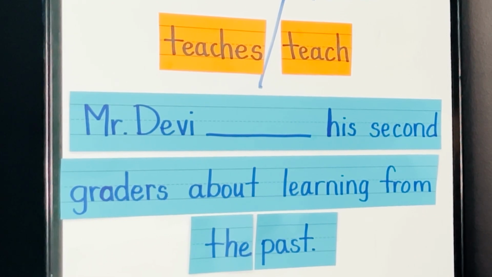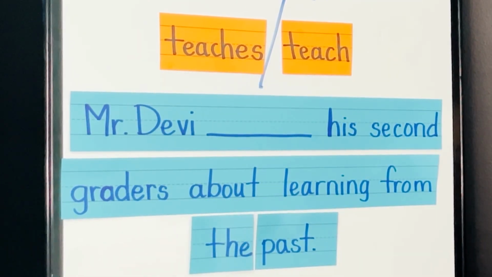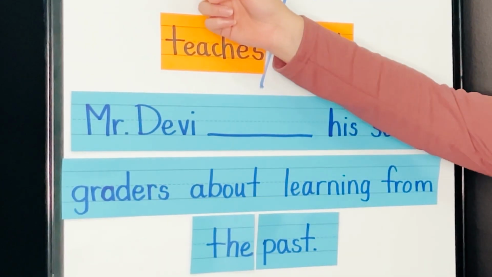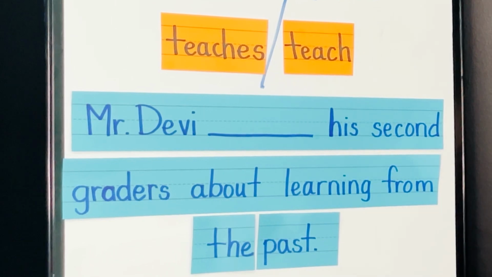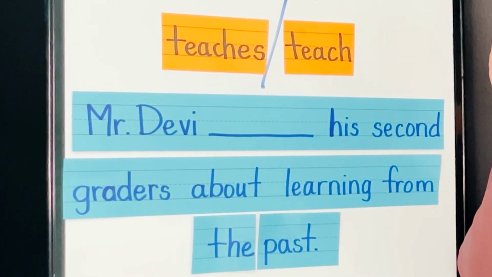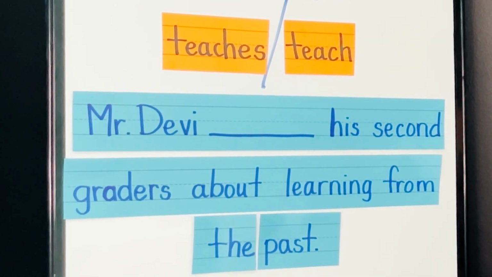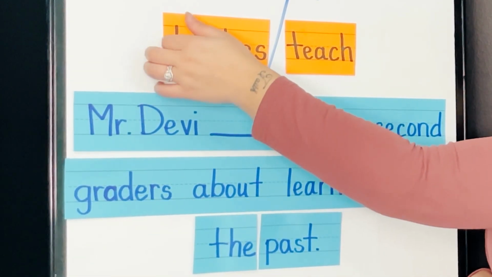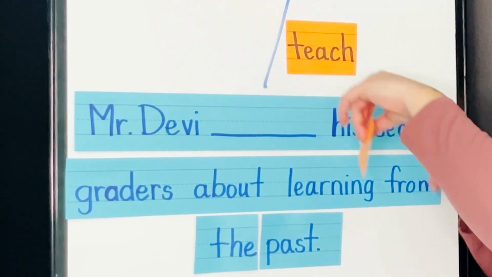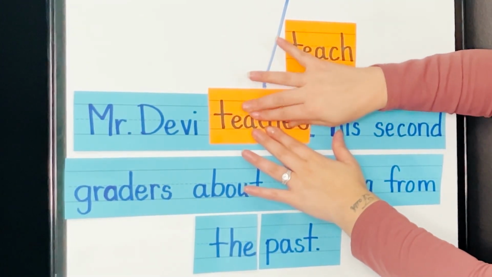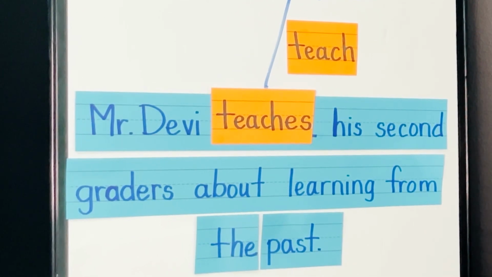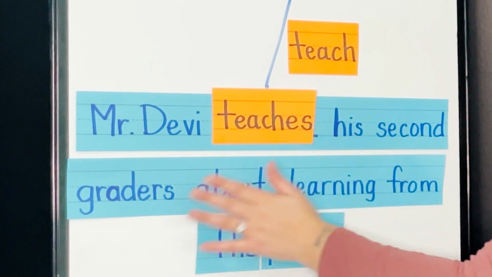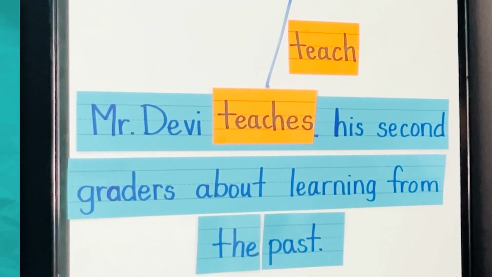All right, let's think about it. Mr. Devine is what? One person, right? He is the teacher. He is one person, which means it is singular. We're talking about one person, so our verb needs to match and also be singular, right? Did you write down the word teaches? Nice. That is how we will have subject-verb agreement. Let's reread our sentence, scholars, and you can see how it sounds right. Mr. Devine teaches his second graders about learning from the past.